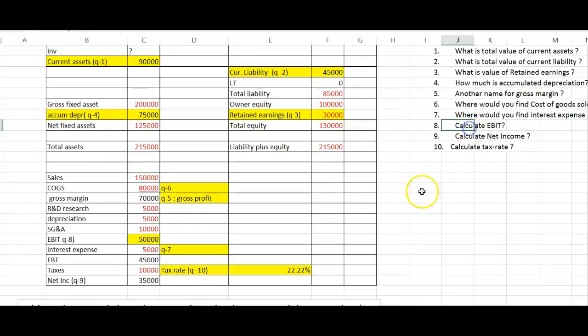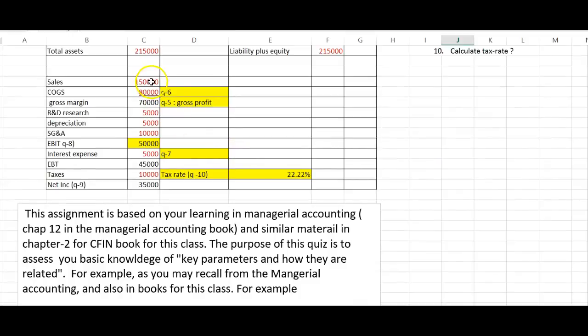Number 8, calculate the earnings before interest and taxes. They gave us the sales, the cost of goods sold, the R&D, depreciation, SG&A. So basically, the income statement is sales minus cost of goods sold, which gives you the gross margin or gross profit. Subtract R&D, research and development, depreciation, SG&A, or any other operating expenses that you may have. Anything other than interest and taxes will go above this line, and that's the reason why it is called earnings before interest and taxes. So any expenses other than interest and taxes should be up here.